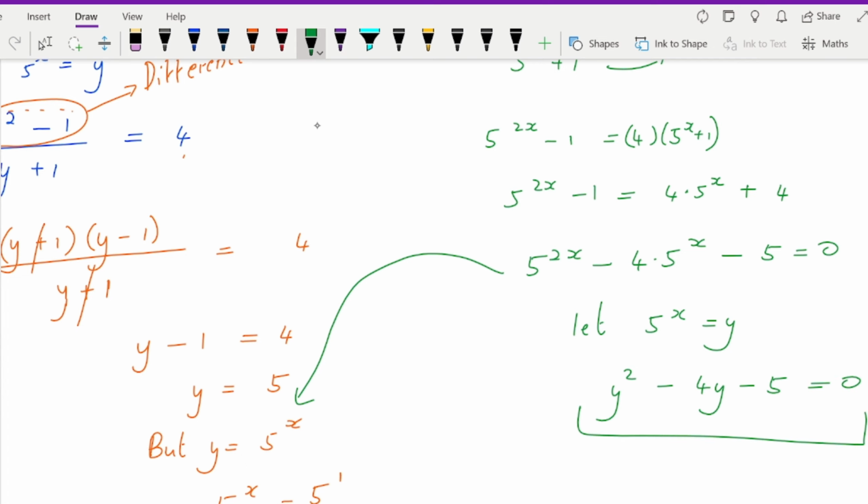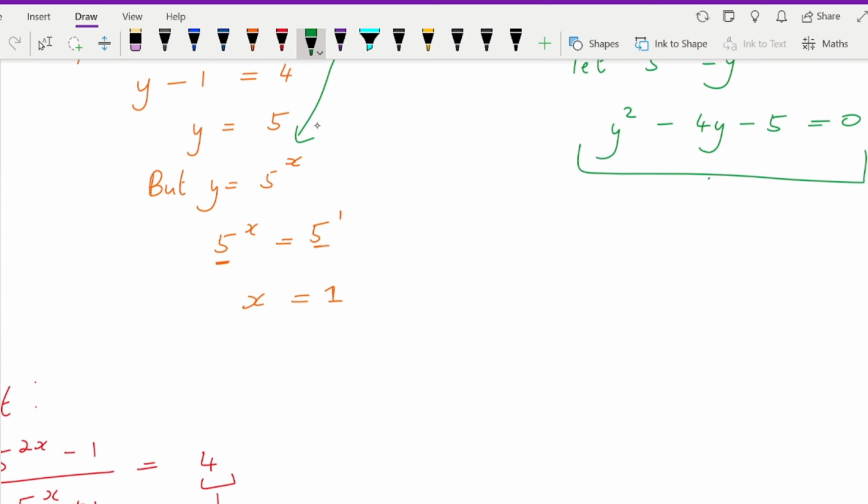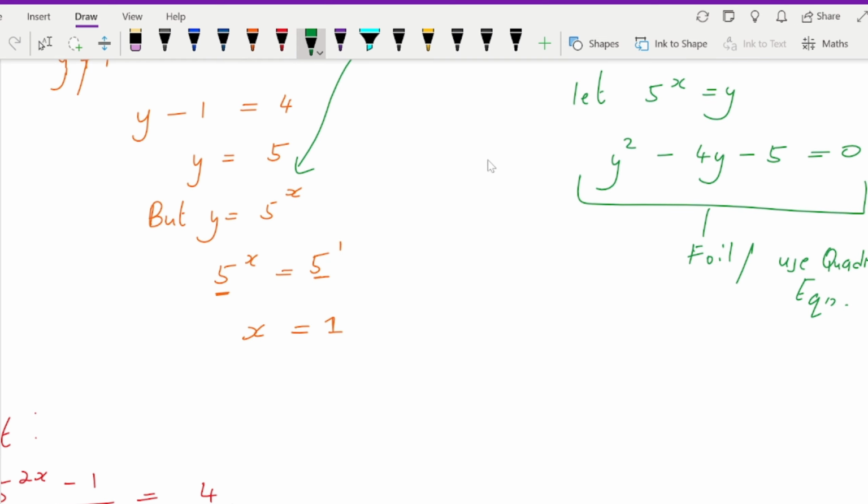And then you can use any method of your choice, either use the FOIL or use the quadratic equation. And then you have to arrive at the same answer. With this one though, it's going to give you two different answers. So from there you have to test which one is correct. Then you disregard the one that's incorrect.